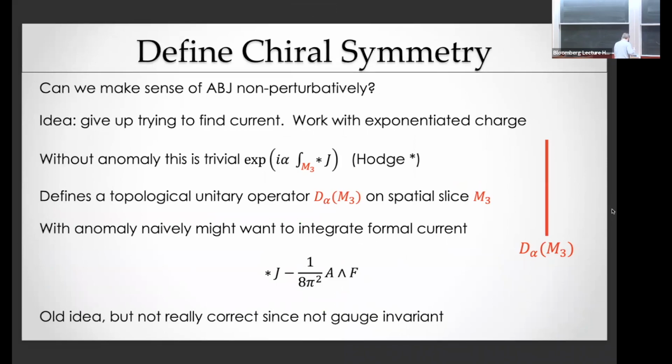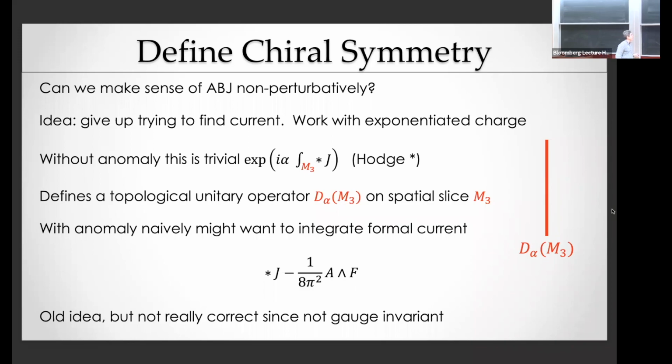Okay, so the kind of question that we're asking here is, can we make sense of the ABJ anomaly, that equation, divergence of J is F wedge F? Can we make sense of that equation non-perturbatively? Or is that something that only has a meaning in perturbation theory? The first idea is we're going to give up trying to find a current. That seems to be more or less hopeless as far as I can tell. Instead, we're going to work with an exponentiated charge. Although that just sounds like a linguistic change, we'll see that we can make progress on that.